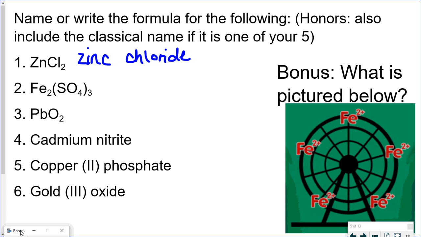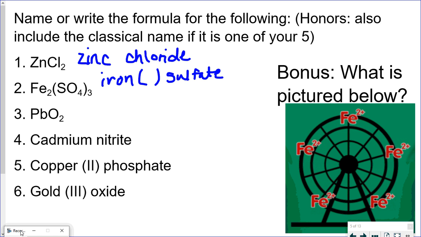Fe2(SO4)3. Fe is iron. Iron does have multiple charges, so we will need Roman numerals. We just don't know what yet. SO4 is sulfate. So remember, sulfate has a -2 charge. So if you have 3 sulfates, that's a total of -6.